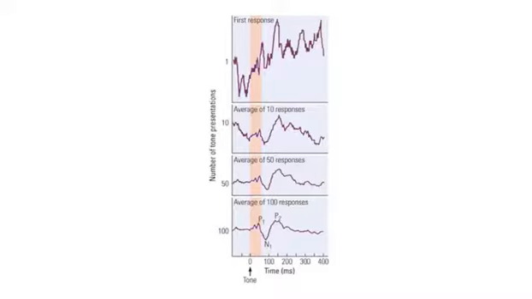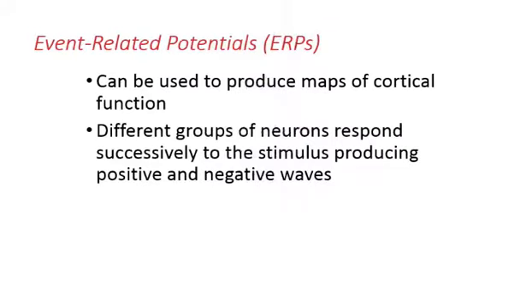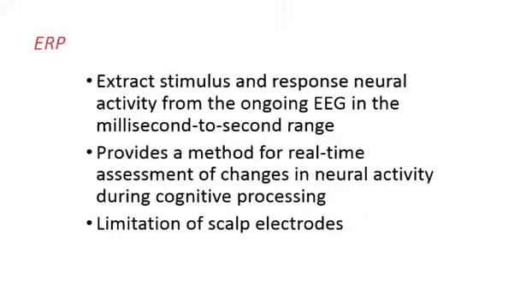The P1 component is the first positive component. The N1 component is the first negative component, getting more negative. P2 is the second positive component, and so forth. And these different wave components are labeled as P1, P2, P3, N1, N2, N3. And these can be used to produce cool maps of cortical function, and different groups of neurons respond to the stimulus producing positive and negative waves.